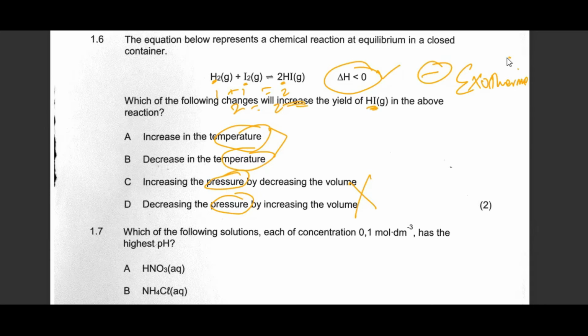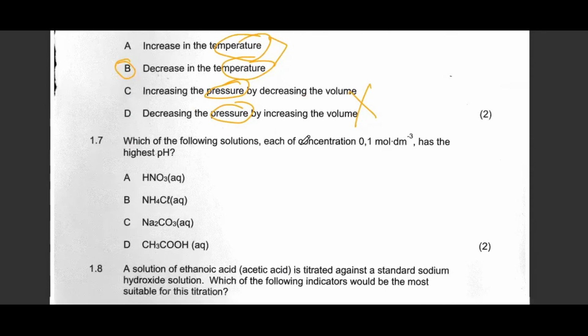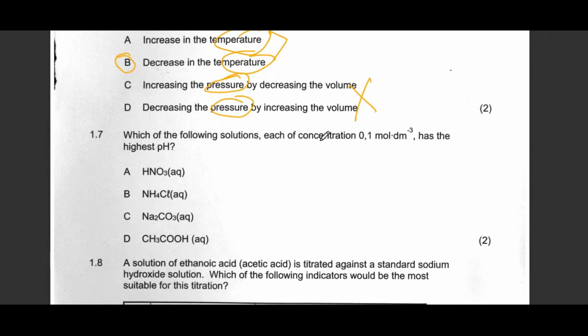So if you come here, it says which one of the following will increase the yield of hydrogen iodide. Increase in the temperature, no, because this is not an endothermic reaction. So the only answer which is remaining is B, decrease in temperature. So the answer for that case is going to be D. Sorry, it's going to be B.